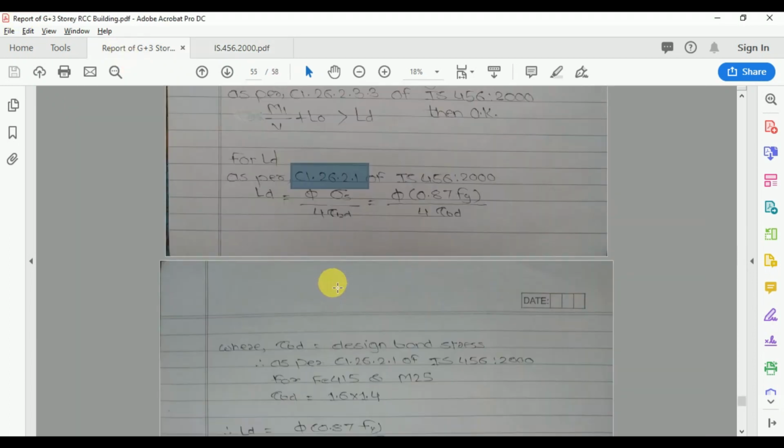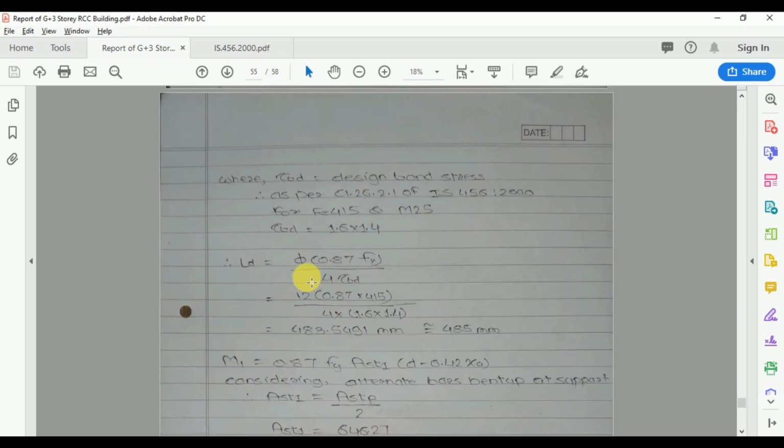So by inputting the values, we got the value of LD as 12 into 0.87 into 415 upon 4 into 1.6 into 1.4. So the value of LD is 483.5491 mm. By rounding up on the higher side, we got the value as 485 mm.